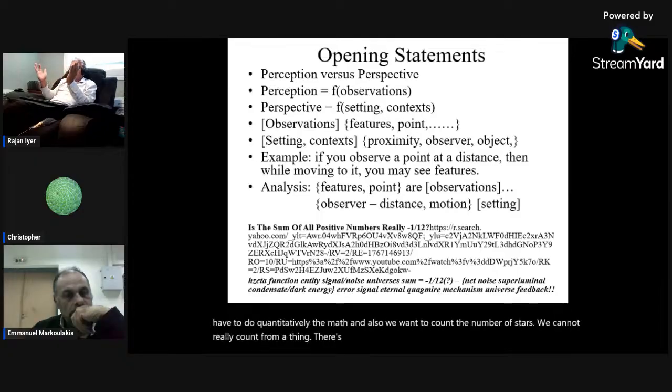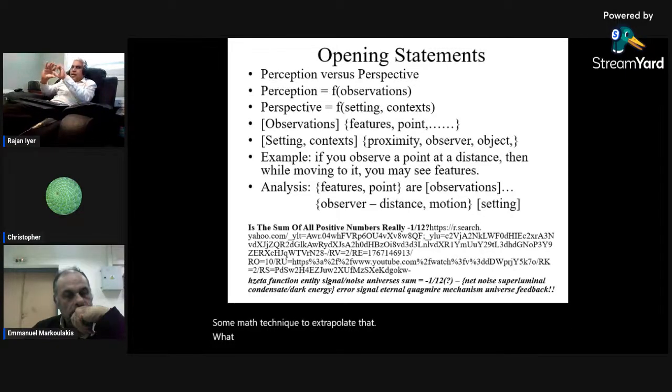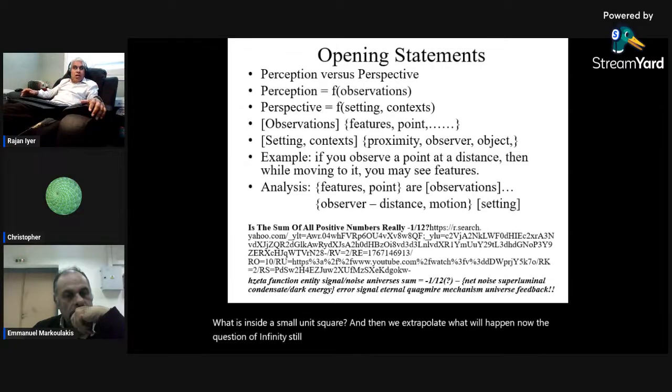So we have to use some matrix and some math technique to extrapolate what is inside a small unit square, and then we extrapolate what will happen. Now, the question of infinity still comes into the picture. So that's a compounding problem.